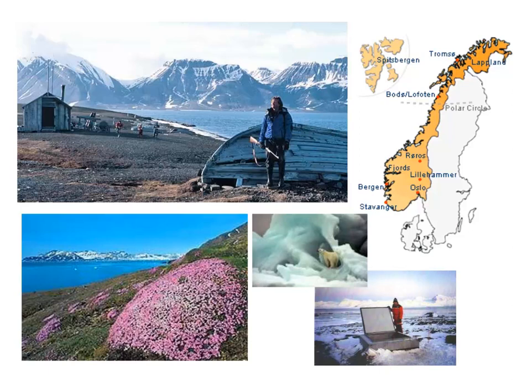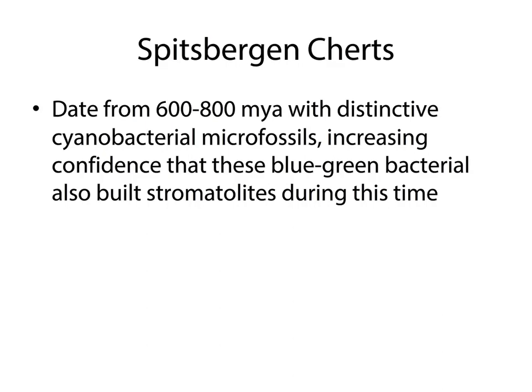You can see that they're found on this island, okay? And the map, of course, is located on the right, okay? Spitsbergen is that tiny little island in the upper left corner of that, and that's where these cherts were initially found. What's so special about these cherts is they definitely have cyanobacteria fossils, okay? So that is strong evidence that blue-green algae existed and built the stromatolites between 600 and 800 million years ago. So this definitely was evidence that by this point in time there was life.